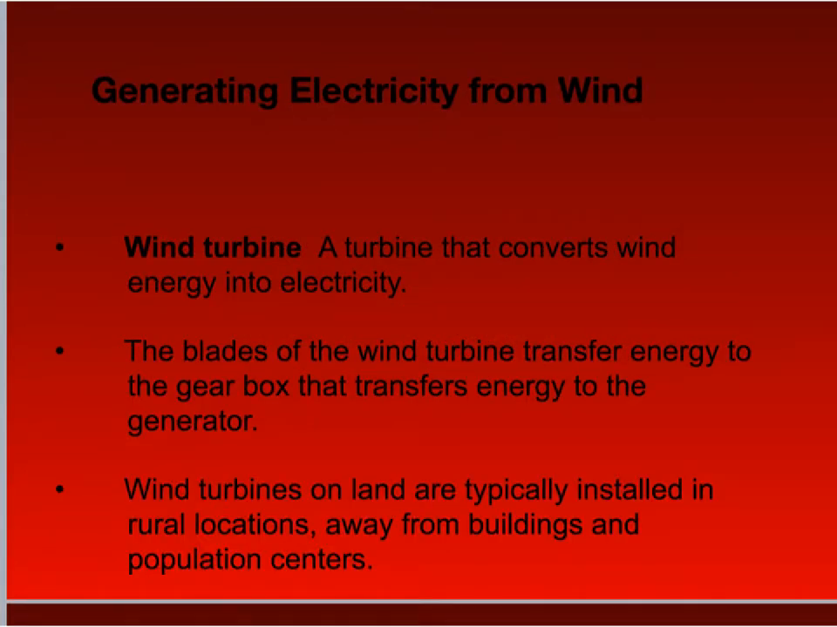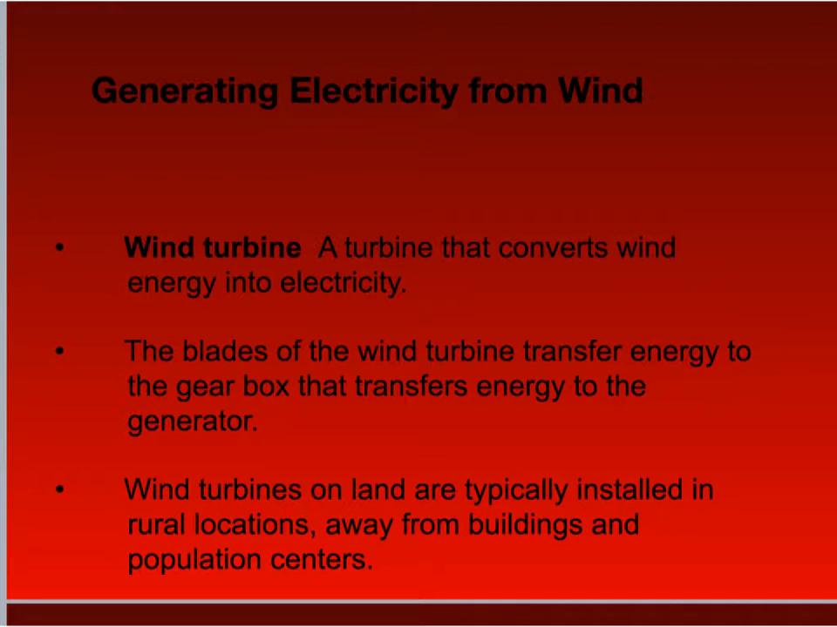A wind turbine converts the kinetic energy of moving air into electricity in much the same way that the hydroelectric turbine harnesses the kinetic energy of moving water. Wind turns the blade of a wind turbine, and the blades transfer energy to a gearbox. That in turn transfers energy to a generator that generates electricity. A modern wind turbine, like the one that you saw when you started the whole unit, may sit on a tower as tall as 100 meters, 330 feet, and have blades that are 40 to 75 meters. That's 130 to 250 feet long.